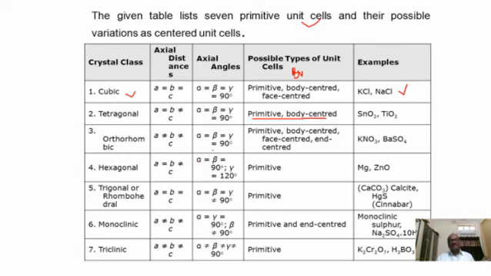Hexagonal crystal system, a is equal to b but not equal to c. Alpha, beta is 90 degrees but gamma is 120 degrees, only available in one Bravais lattice. Examples: magnesium and zinc oxide.